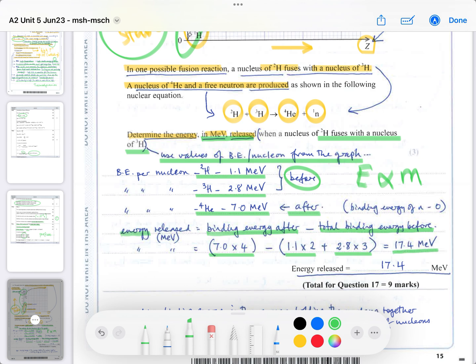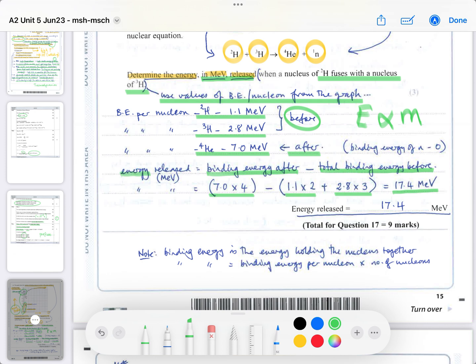Hope that makes sense to you? Because binding energy, you've got to note, is the energy holding the nucleus together, or the energy required to separate it back into its constituents, neutrons and protons. And therefore the binding energy is equal to the binding energy per nucleon multiplied by the number of nucleons. So remember, the binding energy per nucleon is a way of comparing the stability of different nuclei, whereas a large nucleus will have more binding energy than a small nucleus because it's got more nucleons at that energy level. Okay? So I hope you found that useful.